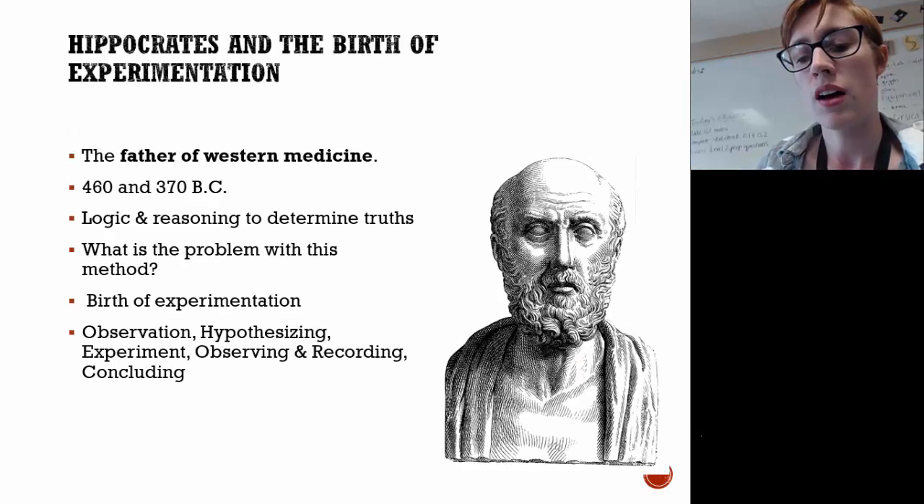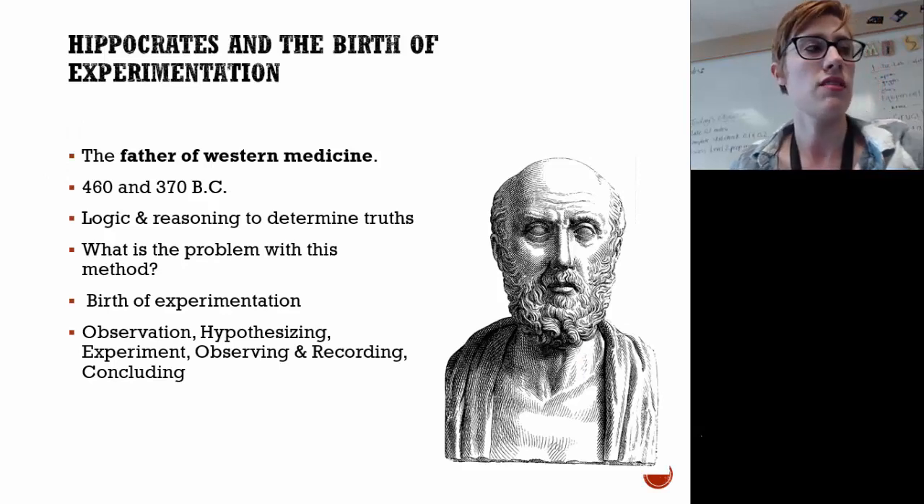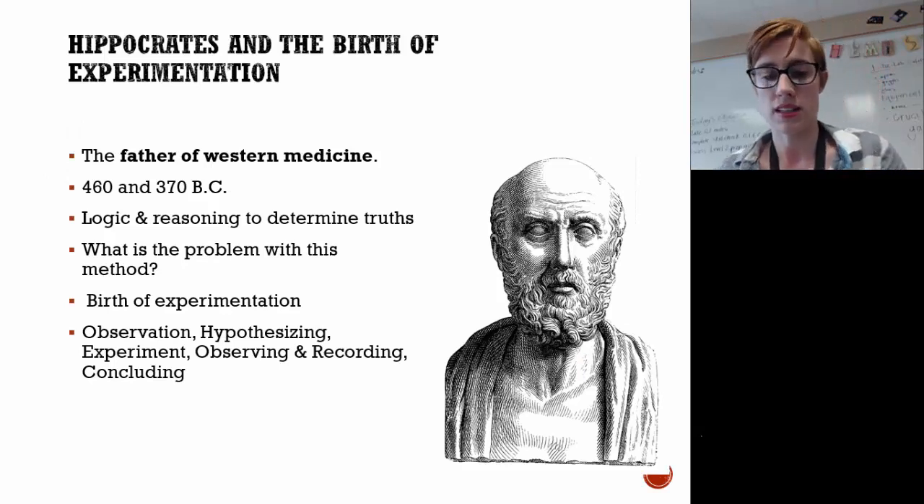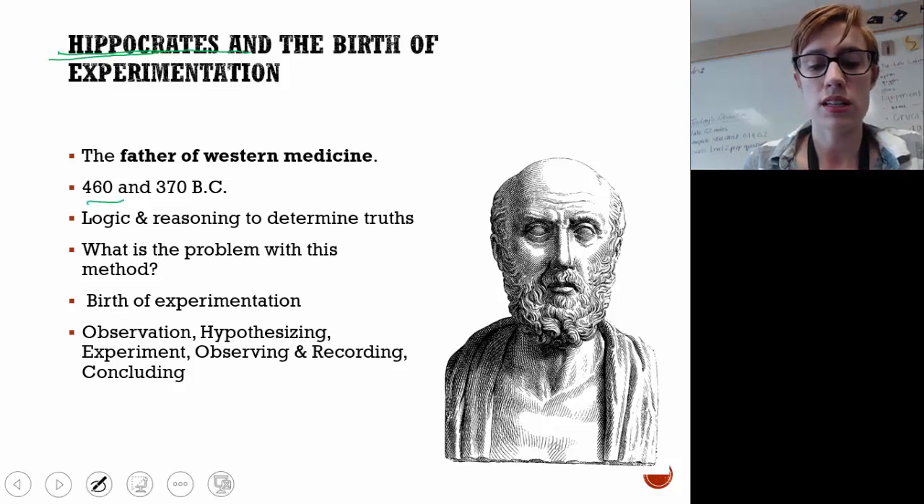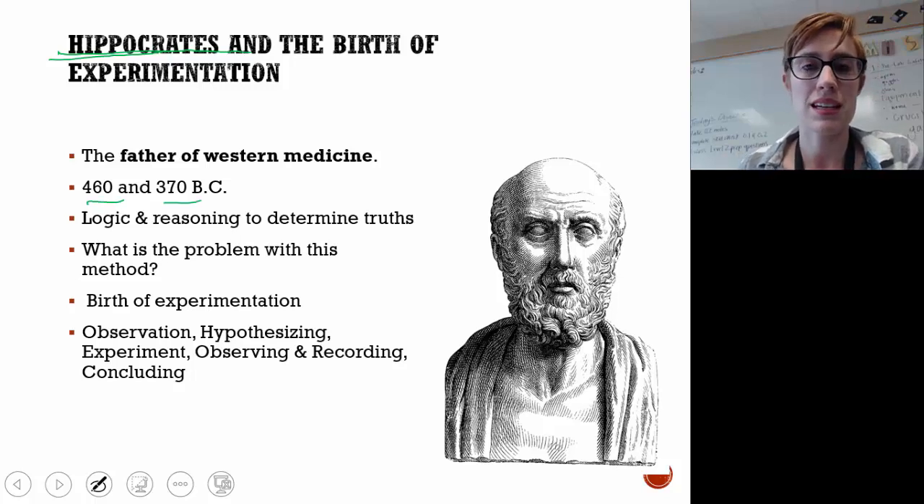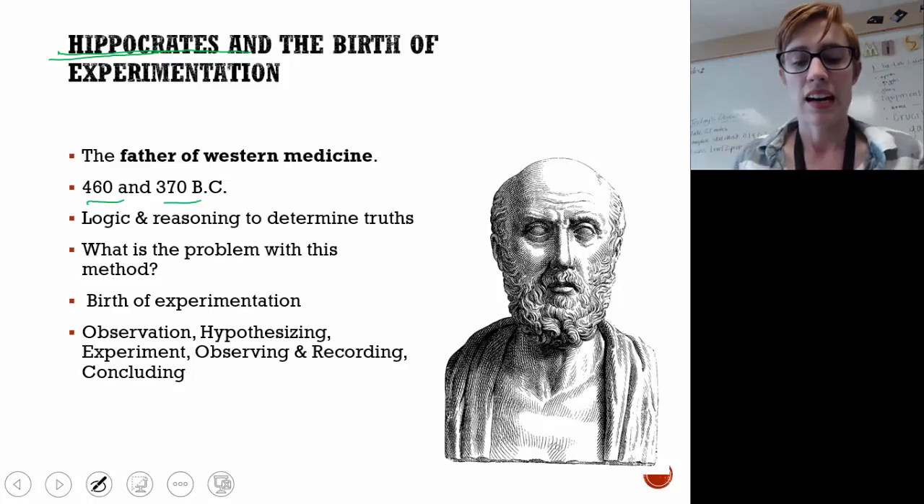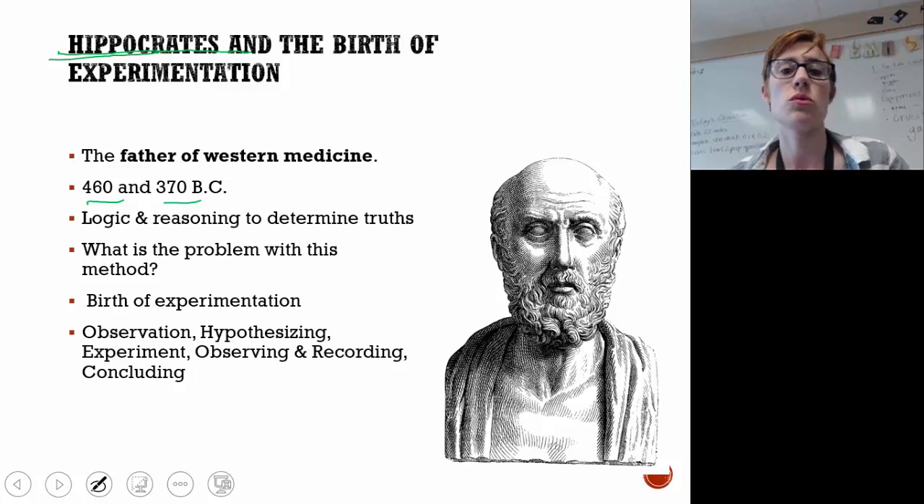So first I'd like to talk about the father of Western medicine, and his name is Hippocrates. Hippocrates lived between 460 and 370 BC, so he's a very old guy, and he's the person who really kind of started this process of observing the natural world and making conclusions.